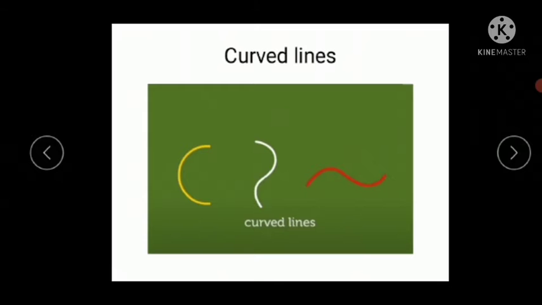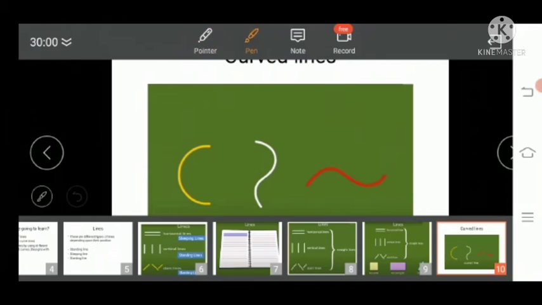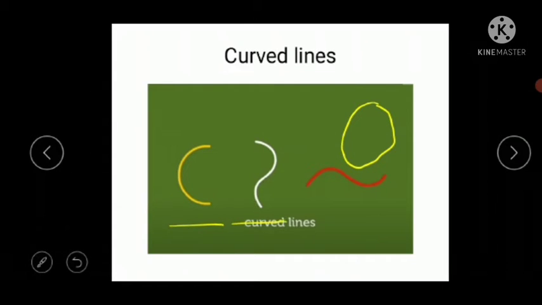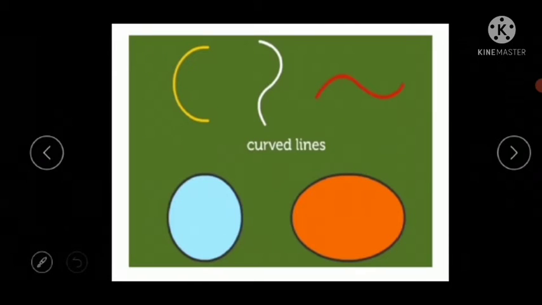Next, we are going to see about curved lines. See, curved line is not a straight line. In curved line, we have open curve. See, this is open curve, like this. And also we have closed curve. See here, the different types of curves you can see. By using these curved lines, you can draw circle or oval.